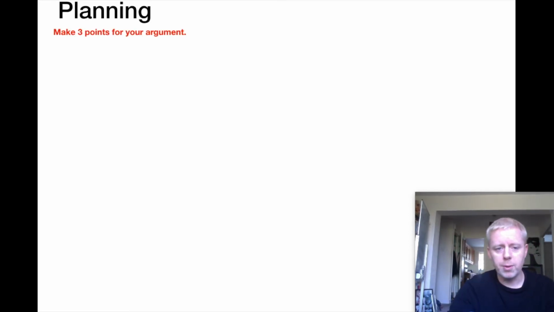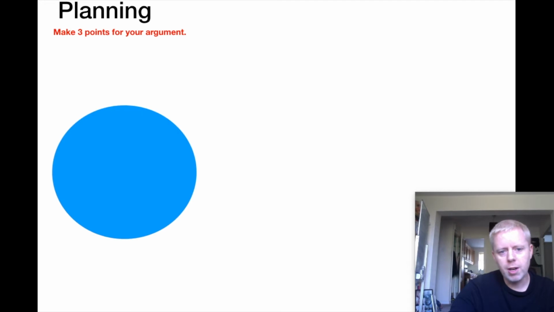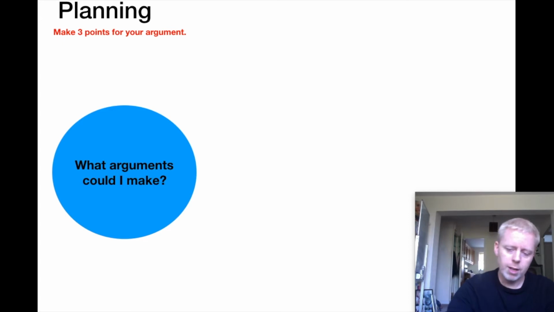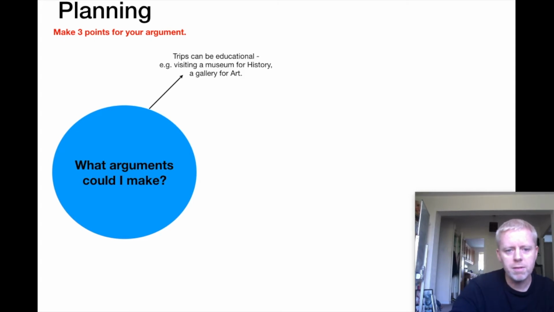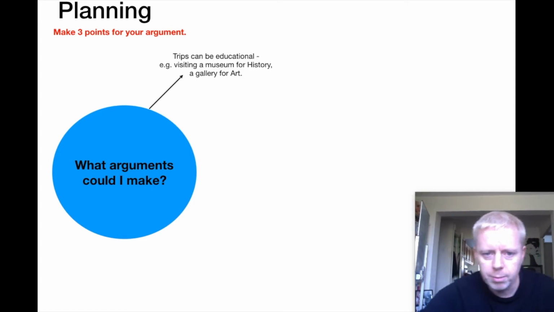So you've done this. What's the next thing you do? Well, you need to come up with 3 points for your argument plus maybe a counterpoint. So for that question, I've come up with 3 potential arguments I could make. Now, if you want to pause the video and see if you can come up with 3, your 3 may well be better than my 3, or you can maybe marry one of yours with 2 of mine, or the other way around. Okay, so the first one, trips can be educational.